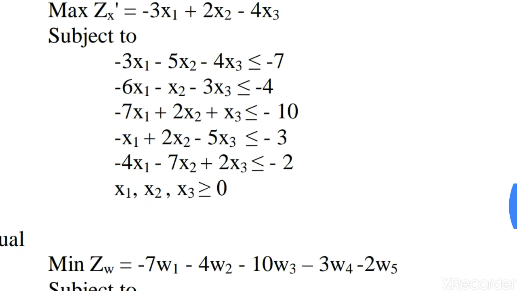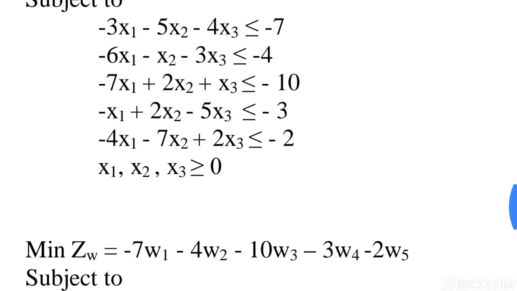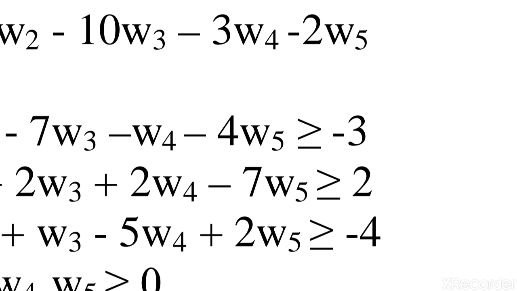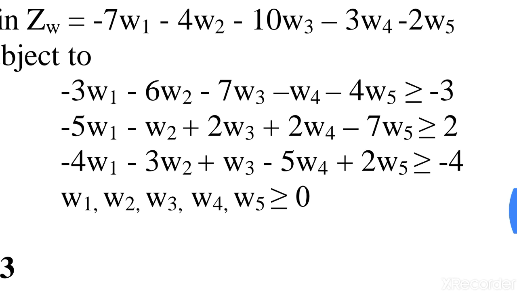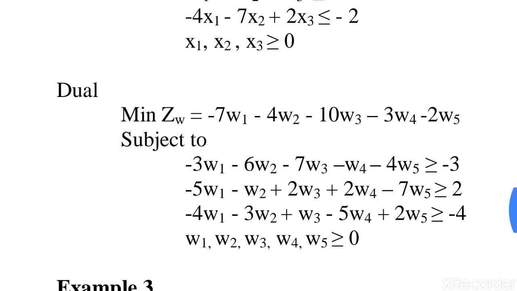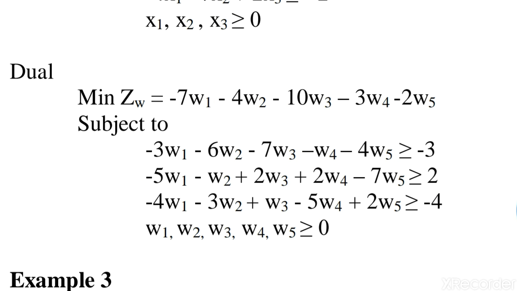So here you had all less than or equal to, following the canonical form, but when you convert into dual form, you have to write greater than or equal to, and w1 w2 w3 should all be greater than or equal to 0. So this is the dual form of that particular problem. This is a very important problem from your examination point of view. They ask it for 5 or 6 marks.